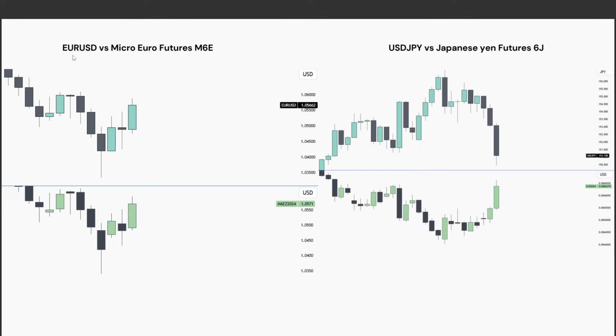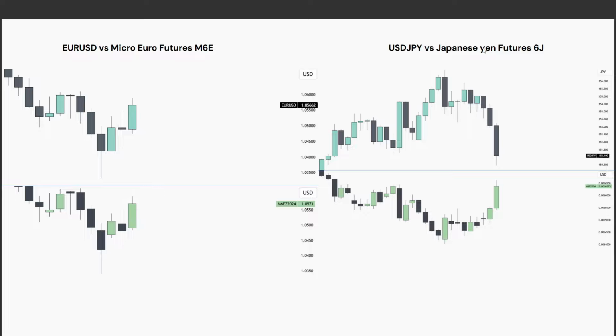Now these are the schematics, like for example, Euro USD versus micro futures M6E. So this is the Euro USD chart. Same moves will occur on the futures chart. Euro USD trending downwards, the futures are also trending downwards. So these are the two charts in comparison.